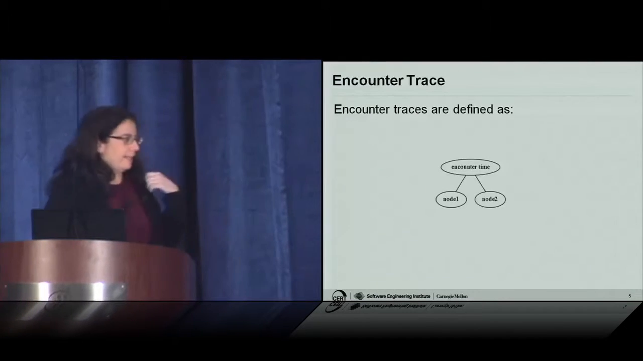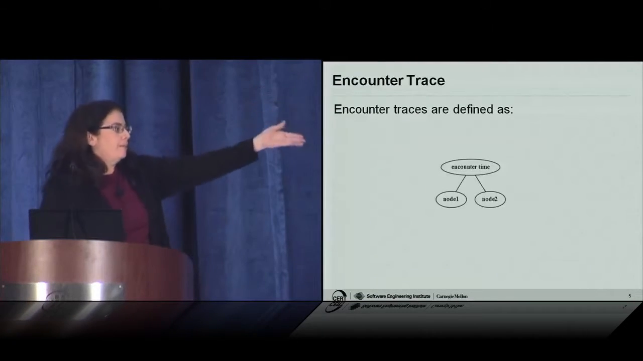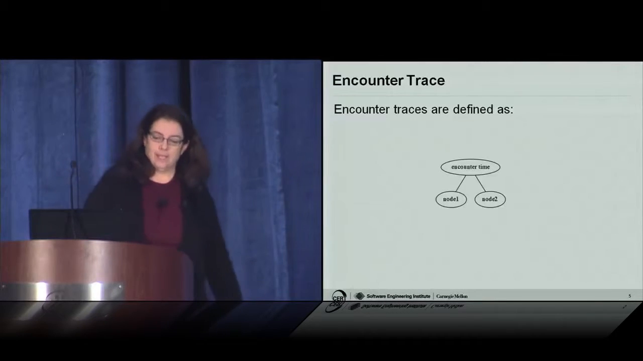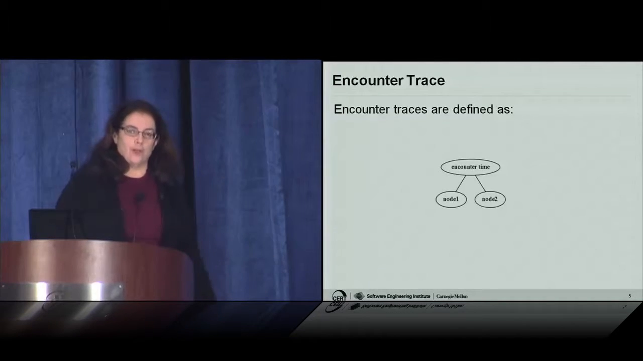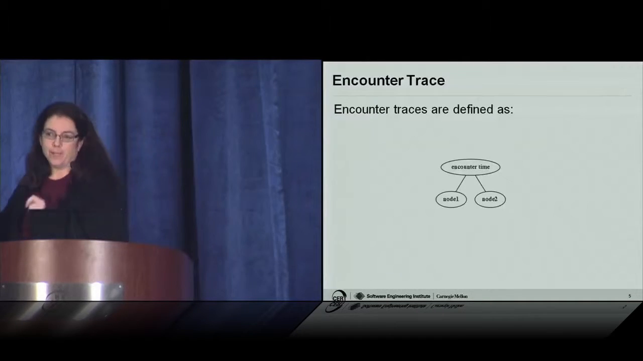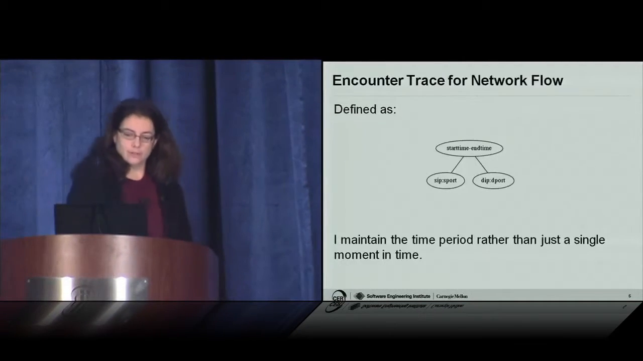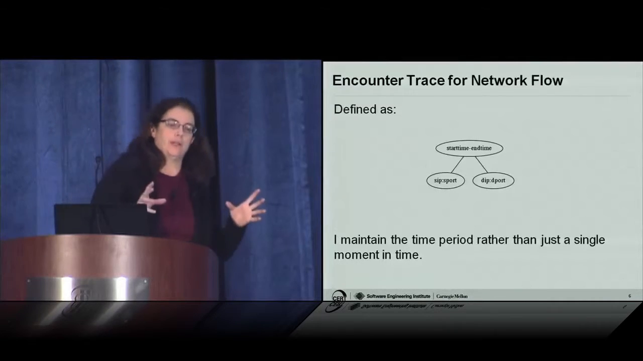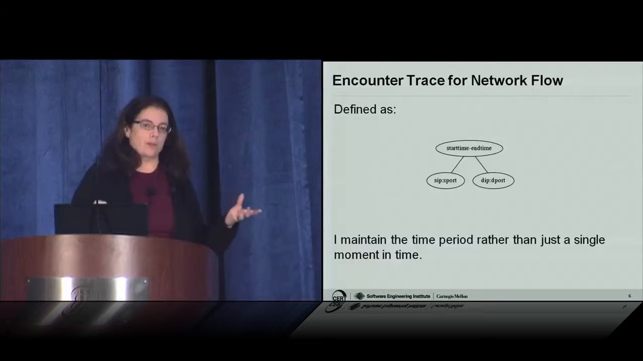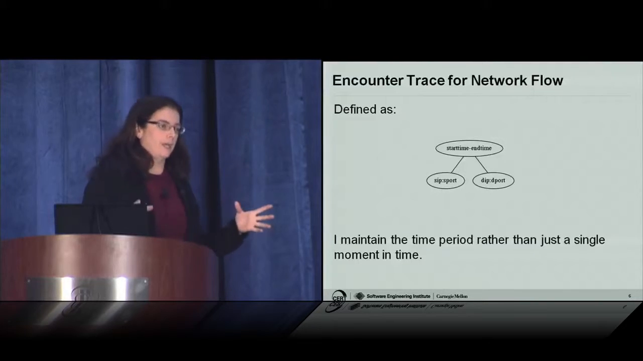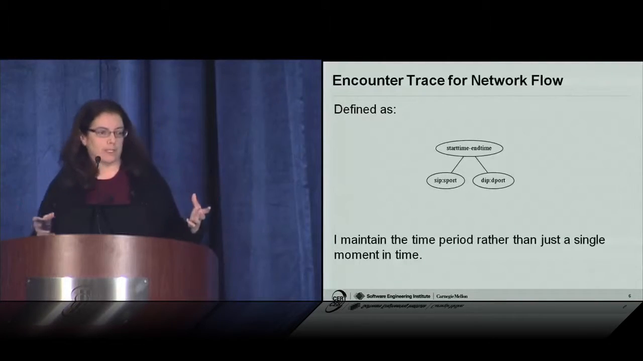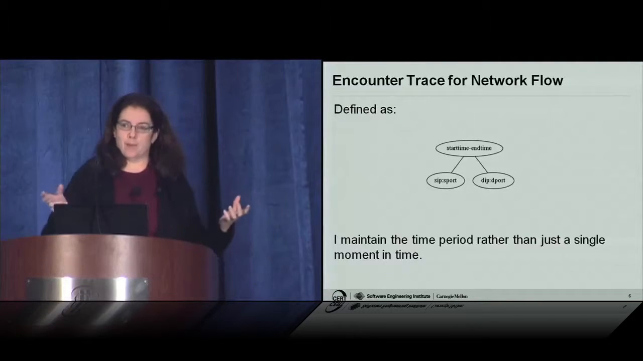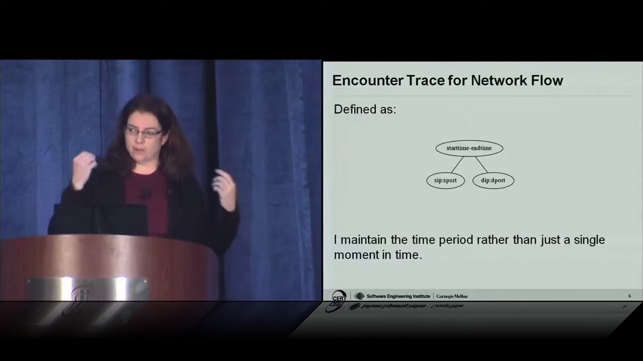So it looks like that: encounter time, node 1, node 2. Well, this is network flow. We don't have an encounter time; we have an encounter time period. So I define it for network flow as maintaining the time period with a start time and the end time rather than just a moment in time, because flows are not just a moment in time. Flows can last, what's the timeout, 1,800 seconds or something? Flows can go.